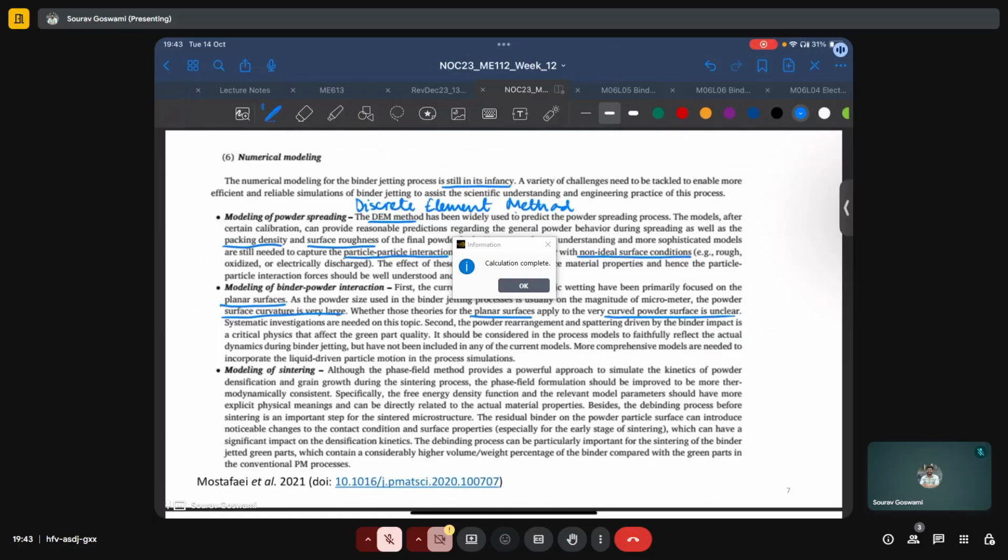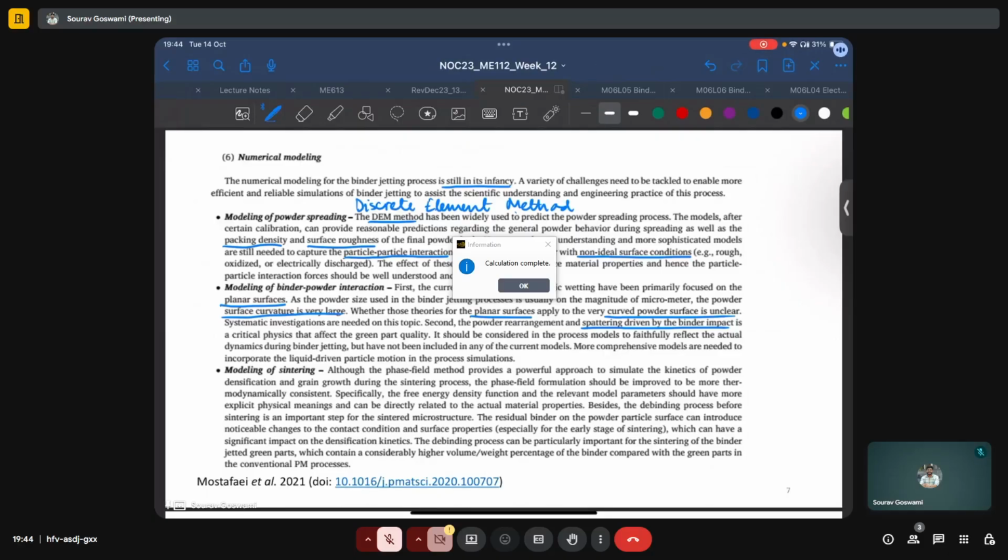Second, the powder rearrangement and spattering driven by the binder impact is a critical physics which affects the green part quality. It should be considered in the process models to faithfully reflect the actual dynamics during binder jetting.